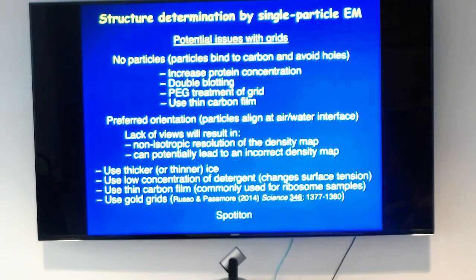We went to amphipol. So there was no detergent in the buffer solution. We just had a small amount. And it didn't mess up. Amphipol doesn't seem to matter.